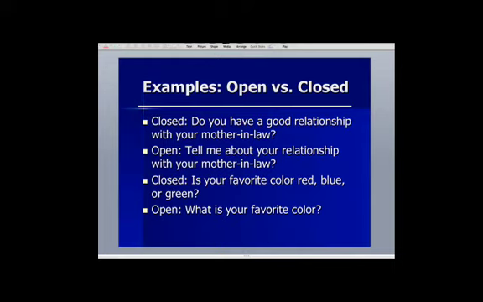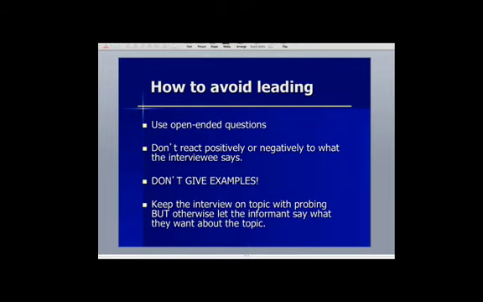An open-ended question would be, tell me about your relationship with your mother-in-law. Another example, closed: is your favorite color red, blue, or green? Open-ended: what is your favorite color? These are simple examples, but you can see the kinds of troubles that we can get into very often. How to avoid leading people.